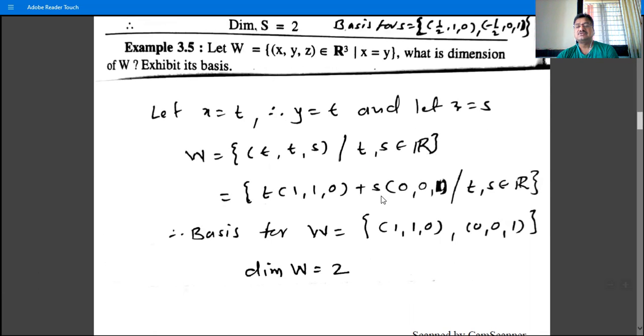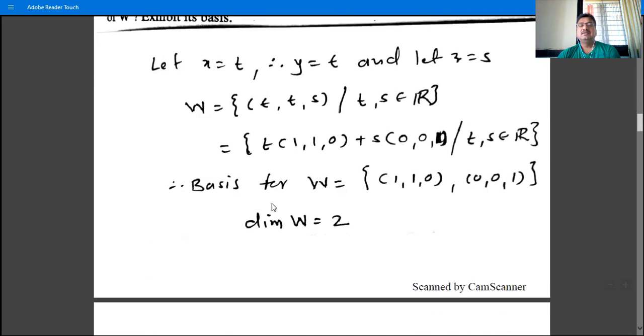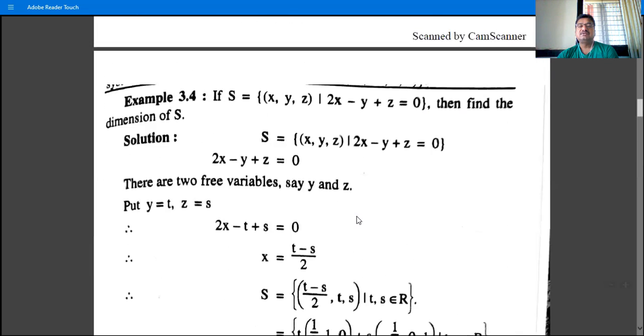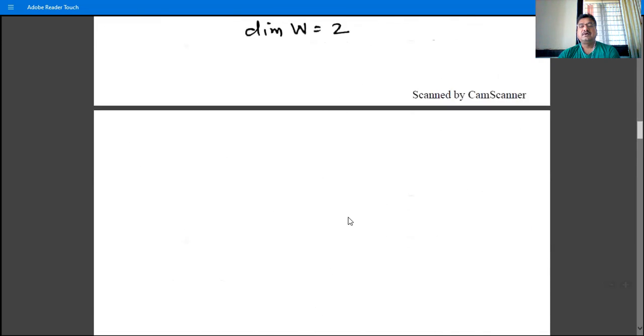Then take t and s common: t(1, 1, 0) plus s(0, 0, 1), such that t and s belong to R. Then the basis for W is these two vectors, {(1, 1, 0), (0, 0, 1)}. So this set is a basis for W. This set contains two vectors, two elements, and therefore the dimension of W is 2. So these are some problems on the dimension and basis of a solution space.